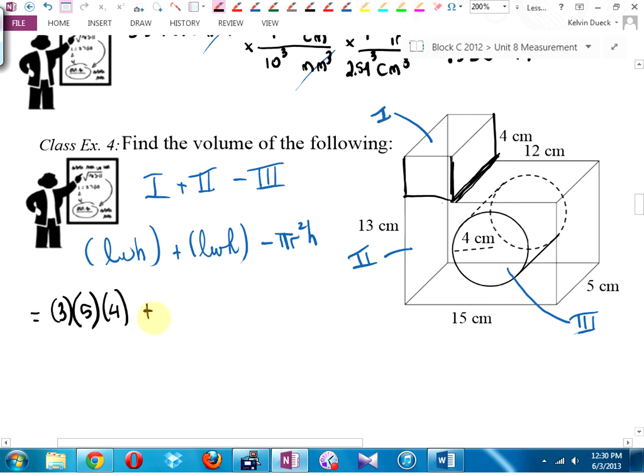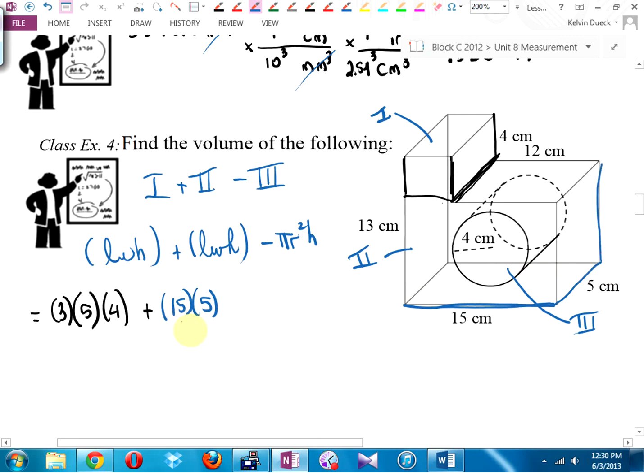Plus the big shape. Length. You know what, Mr. Dueck? Why don't you cleverly change colors to draw that one? Good call. Length. $15, I think. Times width. 5 times height.